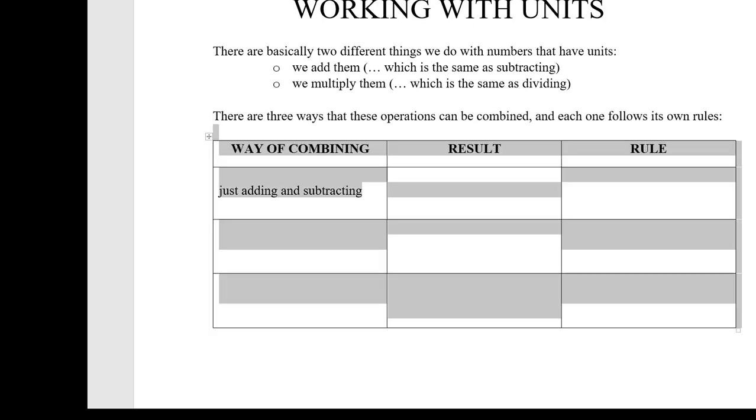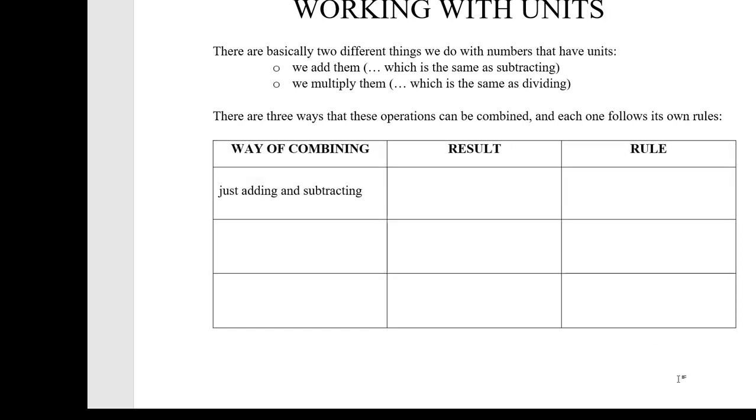Now, there are three ways that these operations can be combined, and each one has its own rules. Okay, so let's say we just add and subtract things. That means we're adding and subtracting things that were added and subtracted. Or maybe we multiply and divide things that were multiplied and divided. Or maybe we have a combination of it. We're adding and subtracting things that were multiplied and divided, or we multiply and divide things that were added and subtracted.